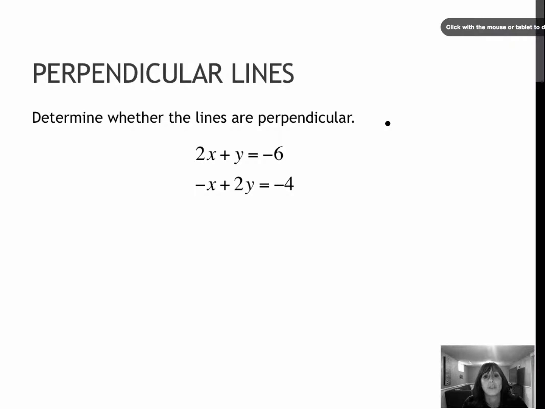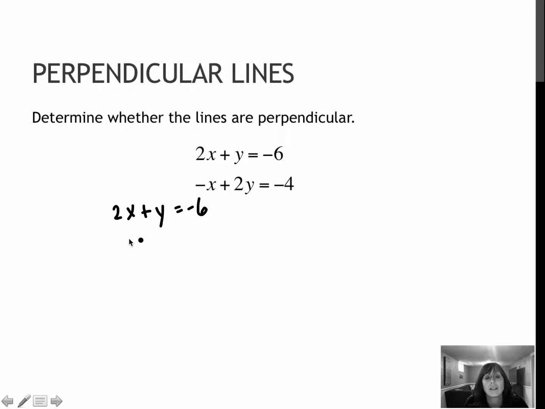We're going to follow the same process for this practice. So 2x plus y equals negative 6. Turn this into slope-intercept form. And we find that the slope of this line is negative 2.